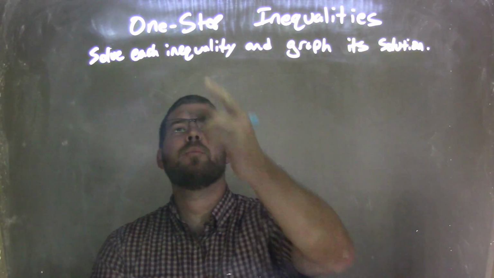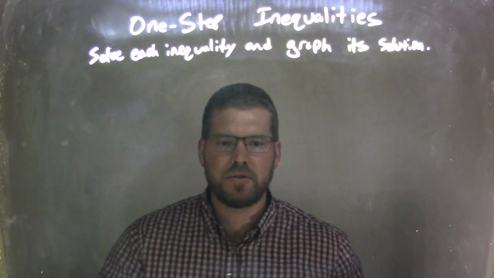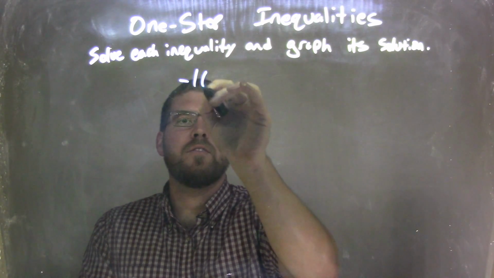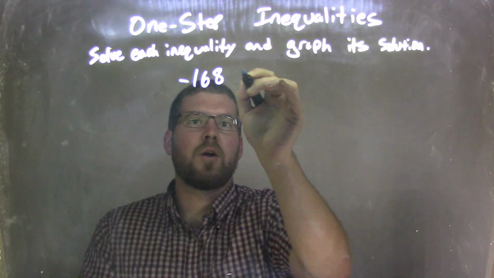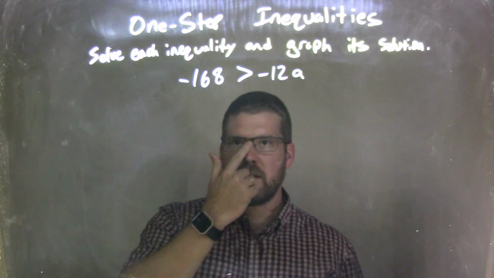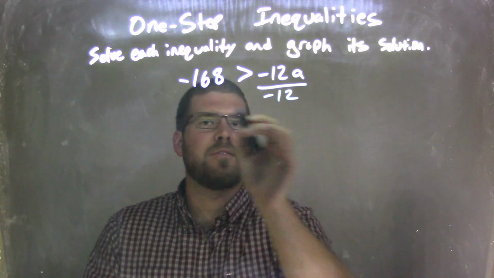And today we're going to learn about one-step inequalities. And we're going to solve each inequality and graph its solution. So if I was given this inequality, negative 168 is greater than negative 12a. Well, my first step is I need to get a by itself, isolate it. So I'm going to divide both sides by negative 12.